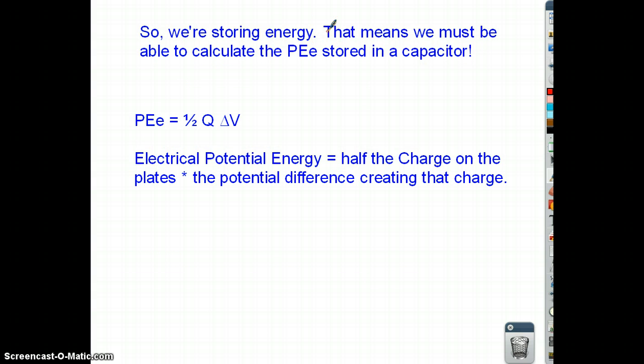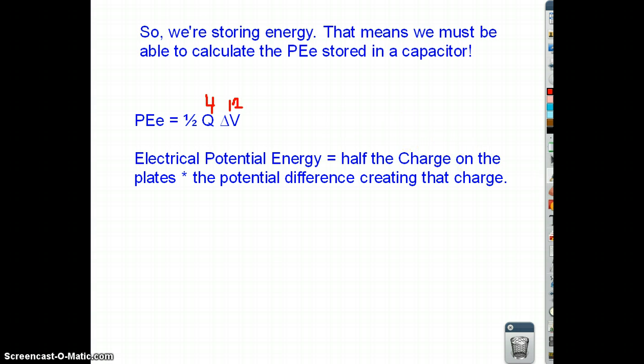So we're storing energy. That, of course, means we must be able to calculate potential energy in a capacitor. So first equation, potential energy electric equals 1/2 of Q, where Q is the charge on the plate, times the voltage that charged it. Okay, so 1/2 of Q times voltage. Now, like our example problem, if it was 4, it's just 4. It's not 4 and 4, it's not 8 or 2. It's just the charge that we talked about, 4. And if in our example it's 12 volts, we would just put a 12 there. So 1/2 of 4 times 12, 1/2 of 4 is 2 times 12. That'd be 24 joules would be the energy stored in that capacitor.